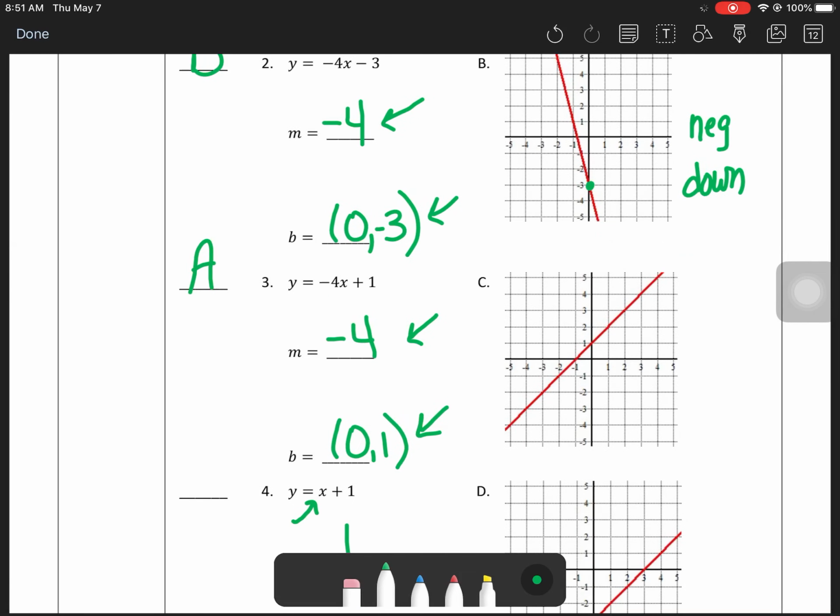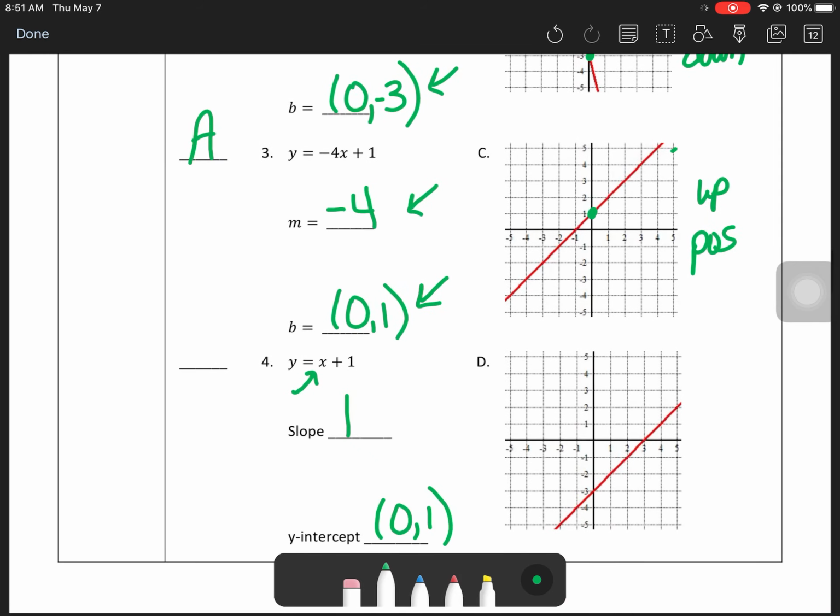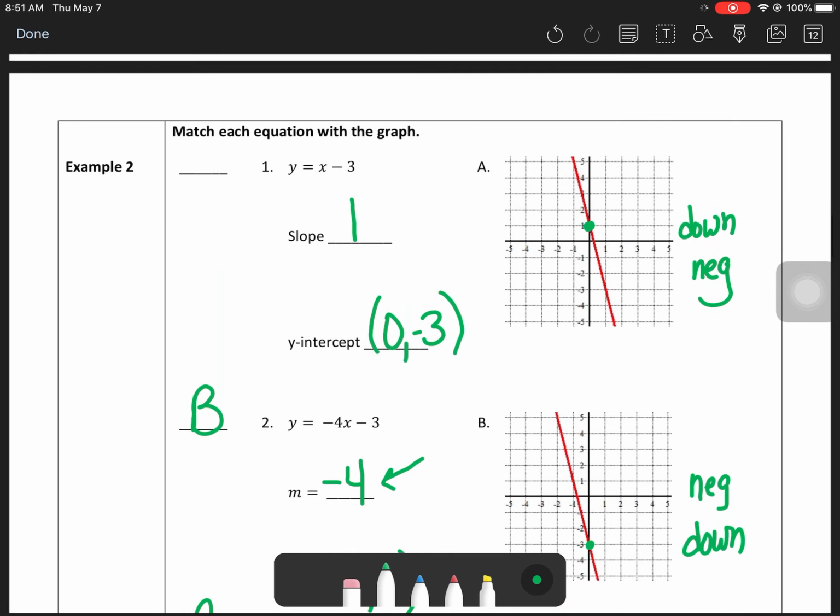Okay, next one. Positive 1 is our y-intercept and our slope is going up, which means it's positive. Look at number 4. Our slope is positive and our y-intercept is at 1, so this is going to be letter C. Letter D, our y-intercept is at negative 3 and we're going up, which is positive. The only one we have left is 1. So this is letter D because our slope is positive and we're crossing the y-axis at negative 3.